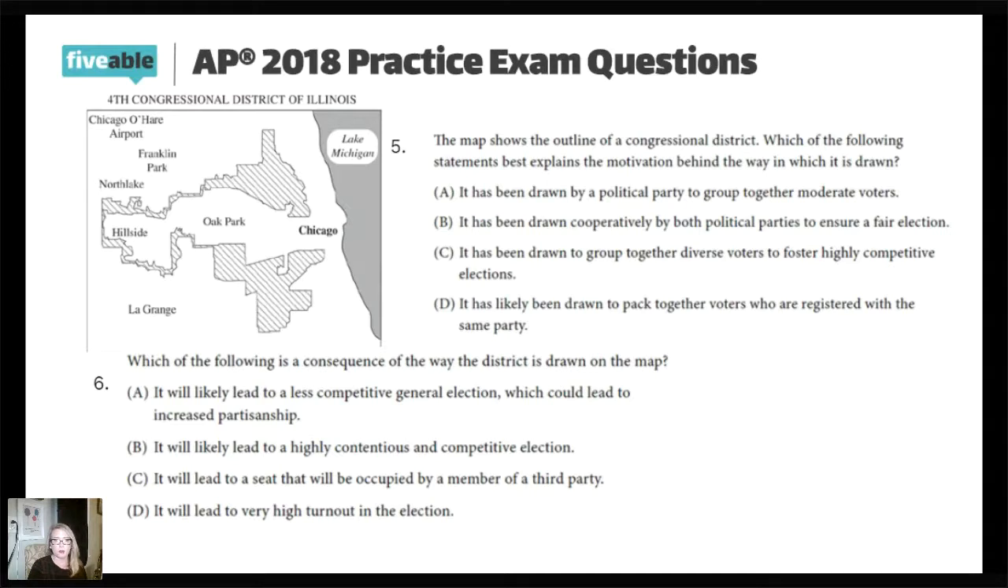All right. For the sake of time, let's go on to 6, because I haven't even covered the judicial branch and we only have 10 minutes left. Okay, so number 6: it will lead to less competitive general elections, which could lead to increased partisanship. So yeah, good. A is correct for number 6.